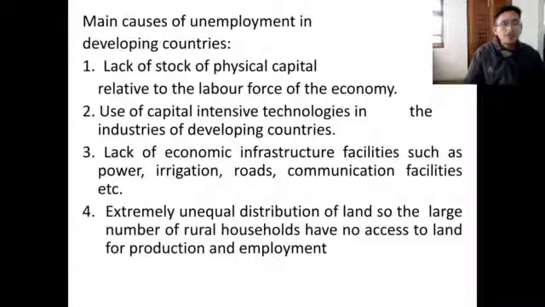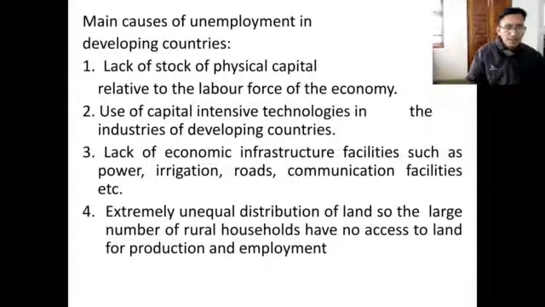will remain unemployed. Then next, the lack of economic infrastructure facilities, such as power, irrigation, roads, communication facilities, etc. Without these, any development project cannot proceed, and many persons will remain unemployed. Okay, it is a characteristic of underdeveloped economies.